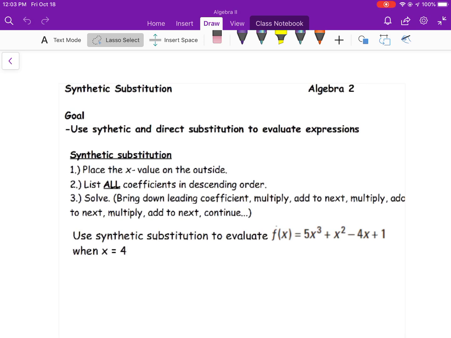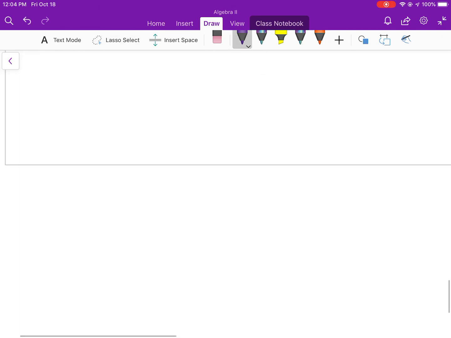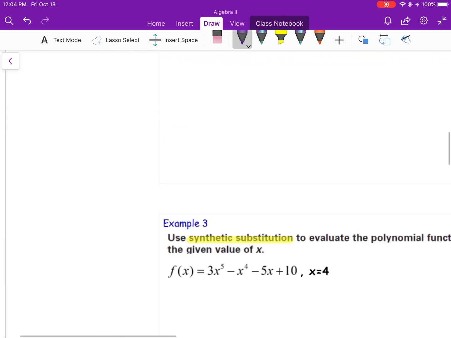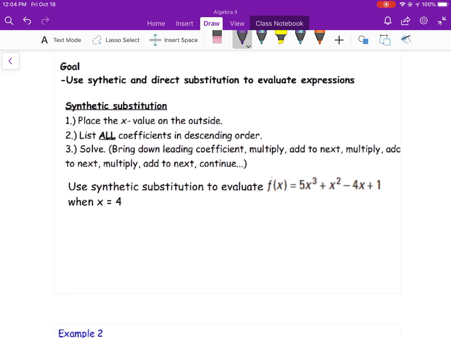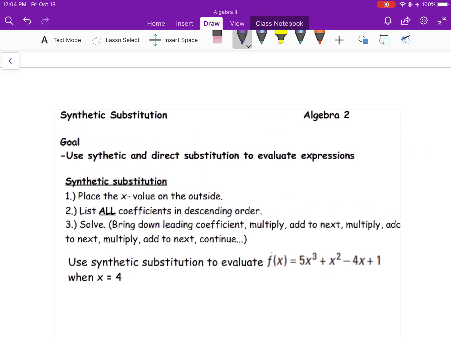Synthetic substitution. If you're wondering what other substitution you would have done in the past, it was called direct substitution. I'll do that real quick with a different function. Let's say I've got the function f of x equals x plus 2, and I want to put in a 3. Direct substitution is just putting it in: 3 plus 2 gives me 5.